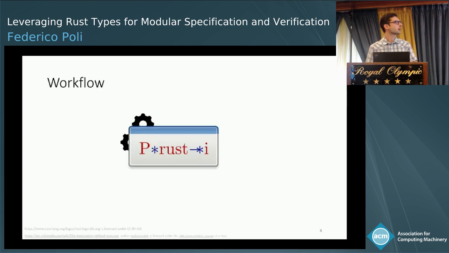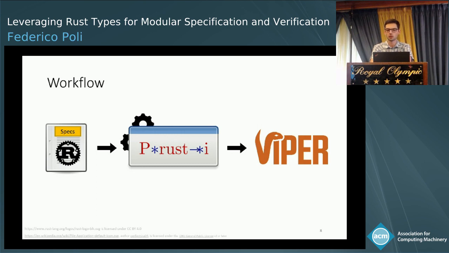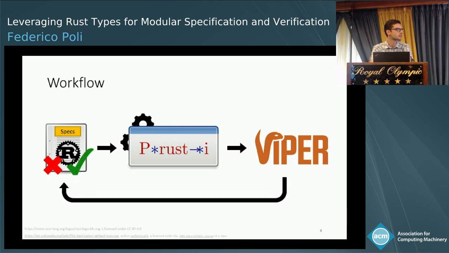So our tool, as we saw, is called Prusty. It takes as input a Rust program with some additional specification, and as output translates this Rust program to the so-called Viper language. Viper is an intermediate language for verification. And if there is any verification error in this program, then the tool translates the error back to the original source code, pointing to the precise snippet that is wrong. If there is no verification error, then the function is ensured to fulfill the contract.